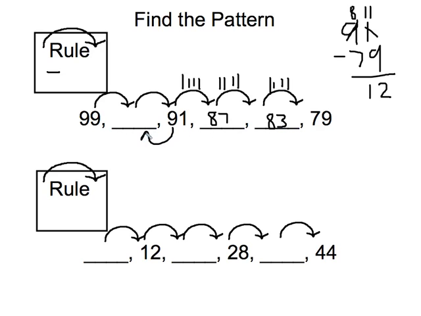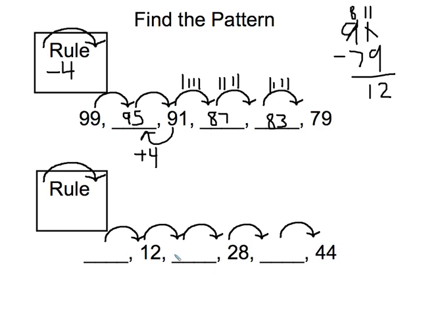When you went backwards, instead of minusing 4, you're going to be adding 4. So I'm thinking 91 plus 4 is going to give me 95. And then just to be thorough, I double check 95 plus 4 gives me my 99. Did you find a rule of minus 4? And did you find 95, 87, and 83 as your missing numbers? If so, you did it correctly.